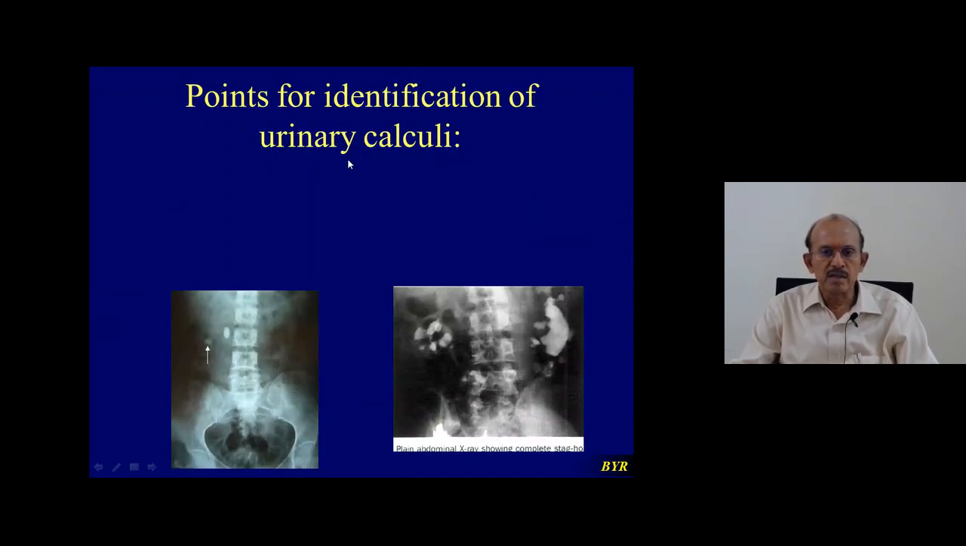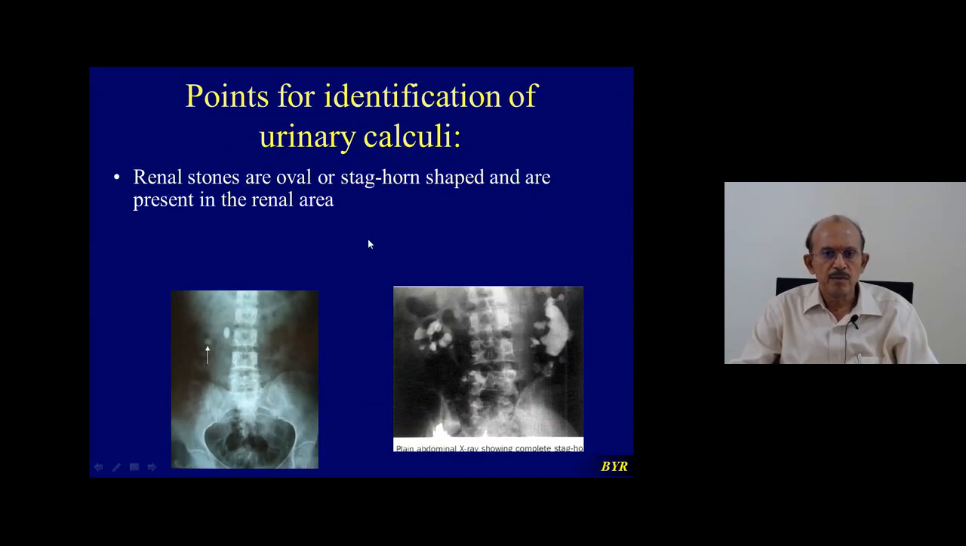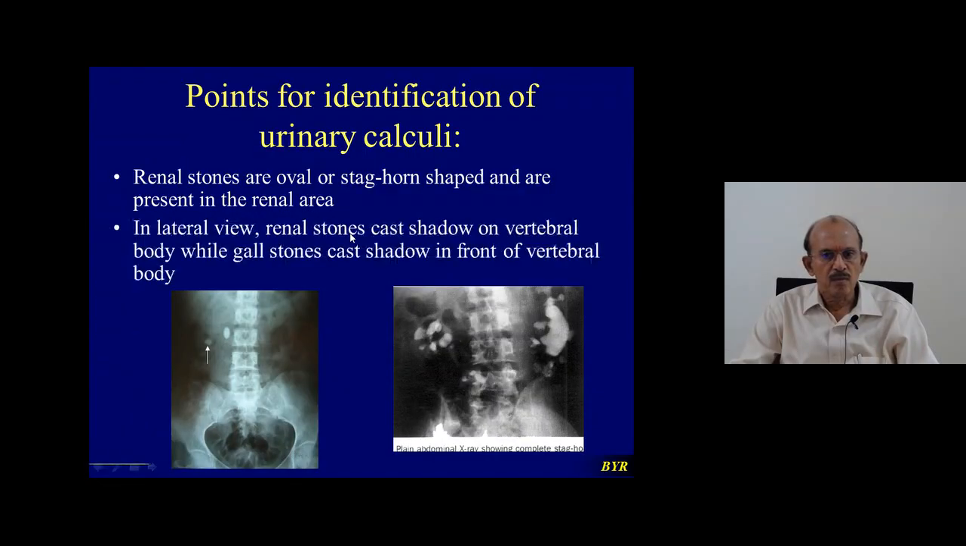Points for identification of urinary calculi. Renal stones are oval or staghorn shaped and are present in the renal area. In lateral view, renal stones cast a shadow on the vertebral body, while gallstones cast a shadow in front of the vertebral body. So this point we already learned in gallstone disease.